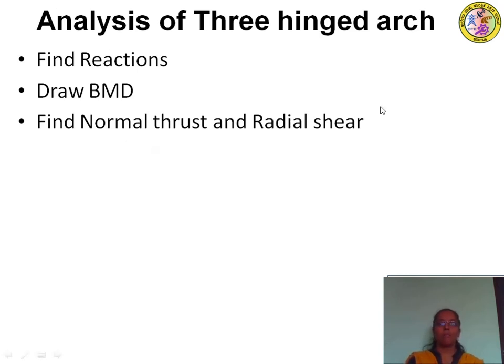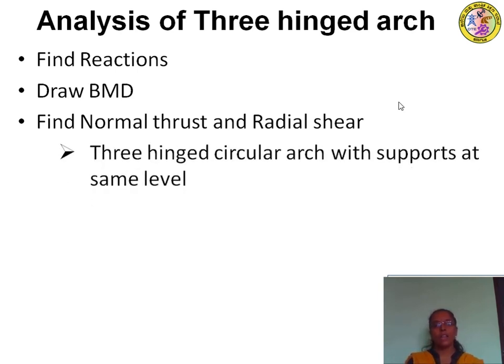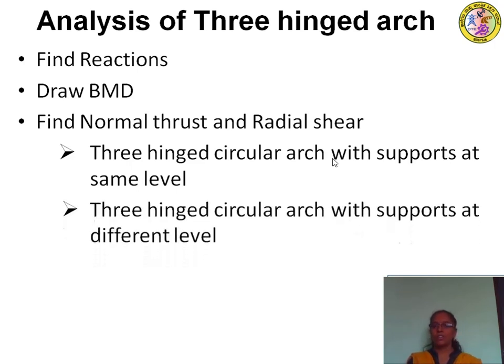These three components have to be applied for which type of three-hinged arch? For your syllabus, we have the 3-hinged circular arch and the 3-hinged parabolic arch. This analysis is to be applied for the 3-hinged circular arch with supports at the same level. That means if this is an arch, the supports will be at the same level, like this. And the 3-hinged circular arch with supports at different levels may be like this: one support at a higher position and the other at a lower position.